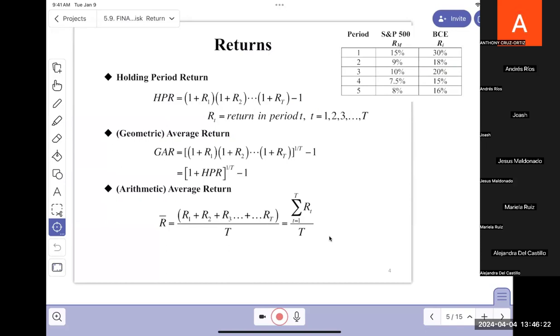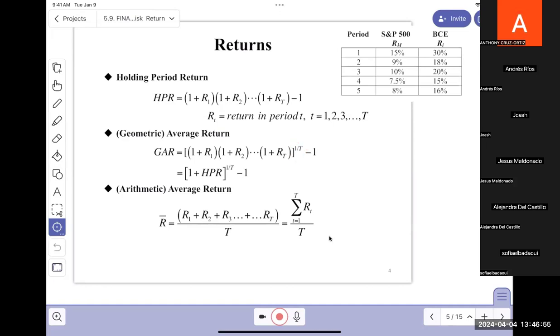A geometric average return is computed from the holding period return by converting it into an average per year. And it's done similarly, if you remember how we calculated interest rate conversions for a fraction of a year, we would put in the powers the fraction that we would want of the year to find out over that period. Well, we're going to do the same thing here.